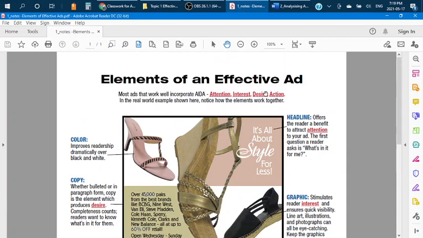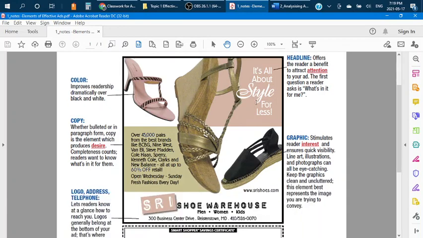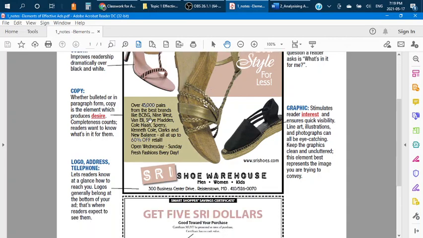So then the third thing we want is then to create a desire. So in addition to the interest and getting the attention, we also have color. That improves readership dramatically over black and white. So if this was a black and white poster, it doesn't grab you the same way as it does when you have these like blue shoes or these pink ones. So the color actually adds to the ad. It makes it more attention-grabbing, more interesting.